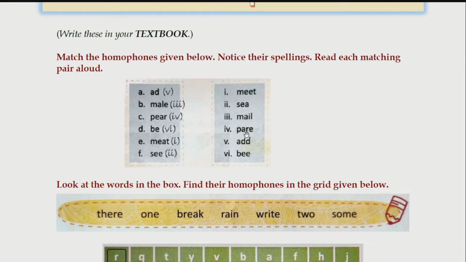Now the meaning of P-A-R-E is to trim something. Trim means to cut the outer edges. I'll give you an example over here itself. You can see this rectangular box. You can also see a light creamy color around the box. If I remove this particular color from here, here and here, it will be known as pairing. P-A-R-I-N-G. That is to cut the outer edges of something.